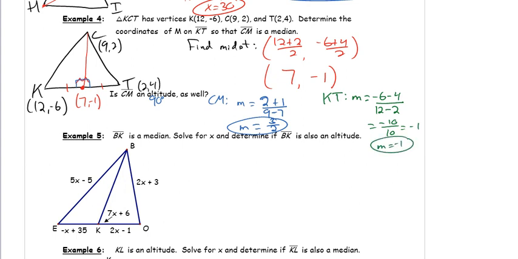Okay, so we have 3 halves, we have negative 1, clearly not perpendicular. We would need it to be like 3 halves and negative 2 over 3, or negative 1 and 1, but these are not perpendicular, so it is not an altitude.